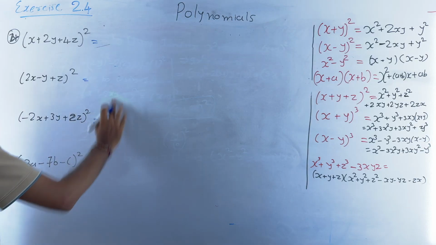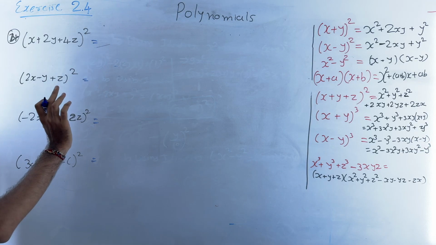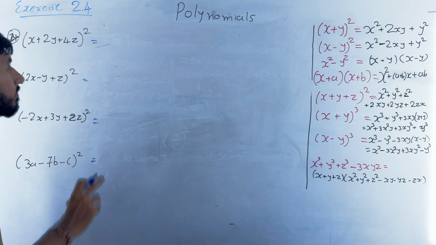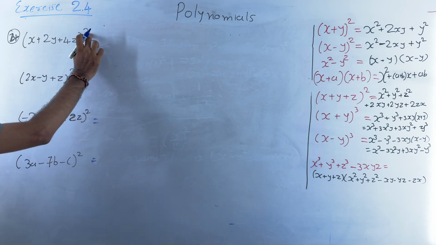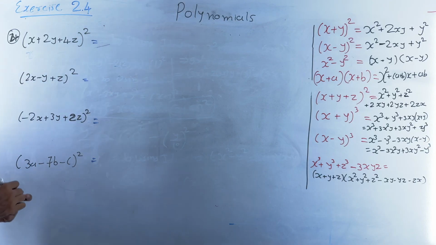So here we have all four questions that can be done using the same identity. So I am not writing the identity in all questions, right? You have to mention which identity you are using. So my first question, x plus 2y plus 4z whole square, that will be, here x is equal to x. Why is this marker not running?